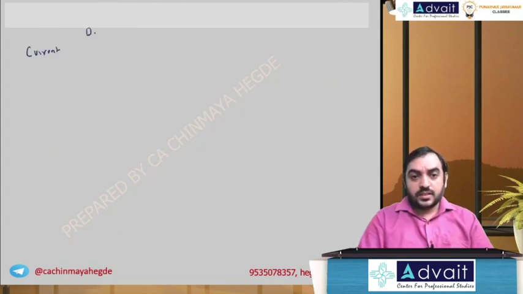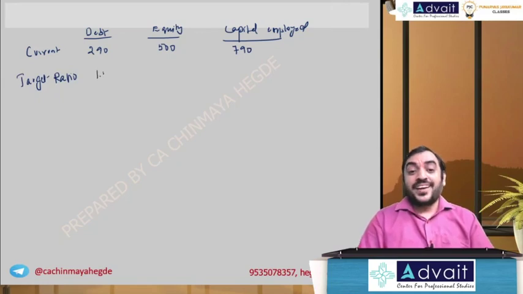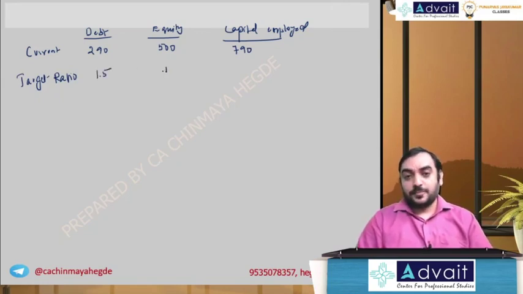Current capital employed. What do we have? Debt 290, equity 500. So total capital employed is 790. But what is the ratio? Target debt equity ratio is 1.5 is to 1, right? So 1.5 debt for every 1 rupee equity. So total ratio wise 2.5.